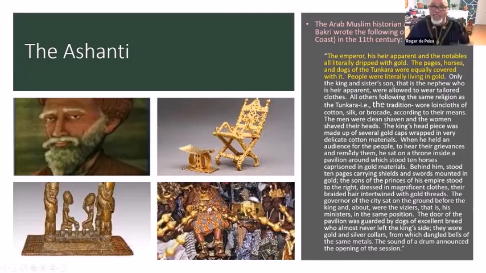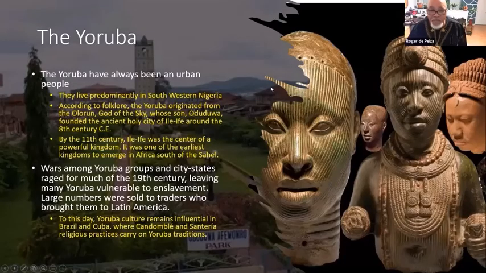Khalid had presented this in the first discussion that we had. And then, of course, you have the Yoruba. The interesting thing about the Yoruba as well is that you had a lot of infighting amongst the Yoruba that reached up to the 19th century, leaving them vulnerable to enslavement.